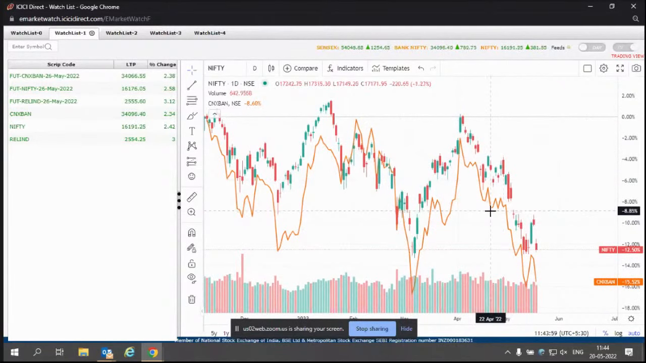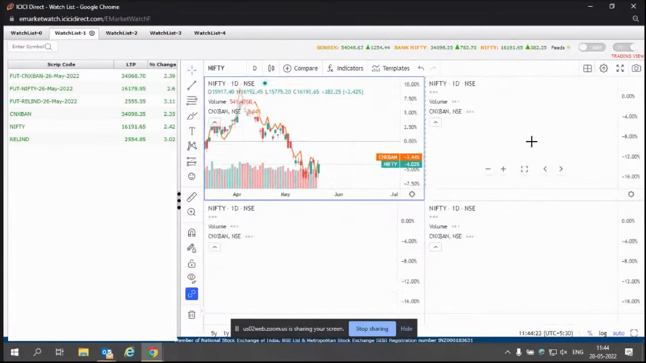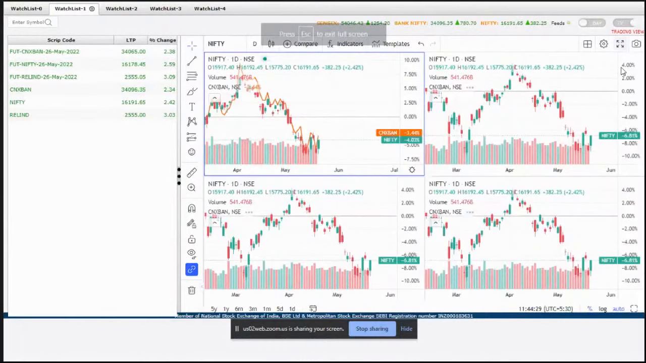On top of this, I would like to add one more thing, that here you have the opportunity to select multiple charts in different formats. At the moment only one chart is open, but there is an opportunity for you to open up to 8 charts in the single window. So let me give you an example of 4 charts here. In the same window, you'll be able to open 4 different charts. And if you put this in the full screen mode, you can see the 4 different charts here.